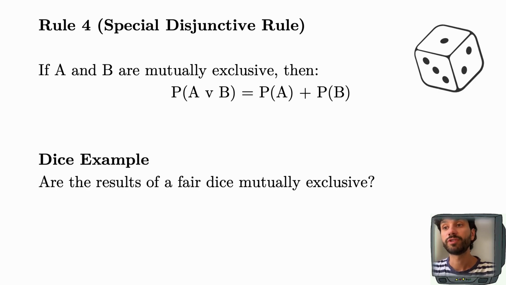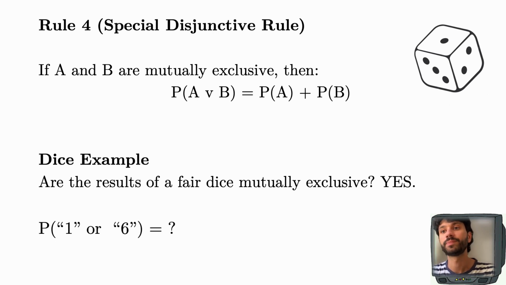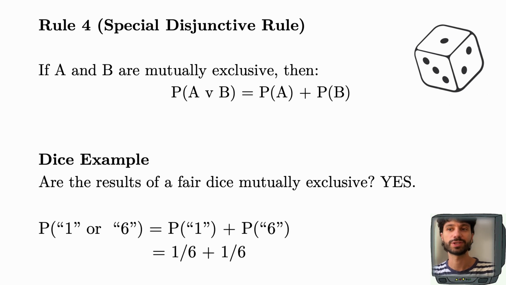So here's a dice example. Are the results of a fair dice mutually exclusive? Yes, right? The individual results are mutually exclusive. It can't be that the dice lands both on 1 and on 6 at the same time. So what's the probability that the dice lands on 1 or the dice lands on 6? Well, it's the probability that the dice lands on 1 plus the probability that the dice lands on 6, which is equal to 1/6 plus 1/6, which is equal to 2/6.